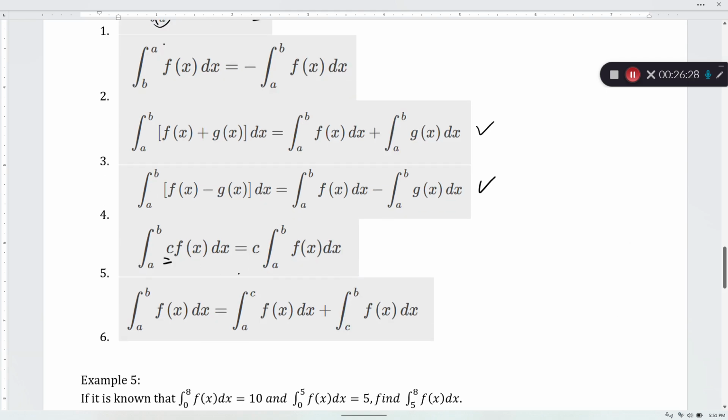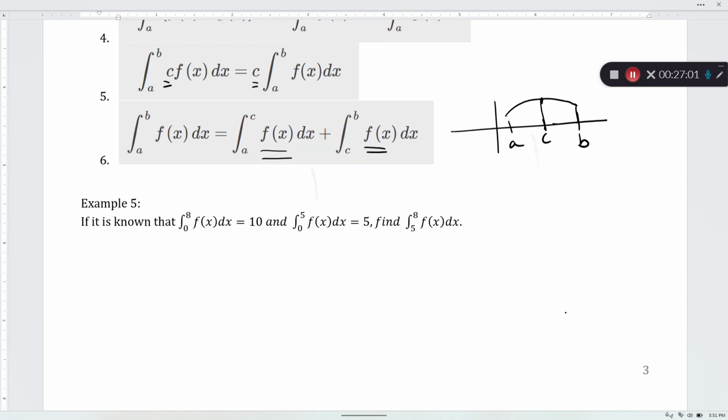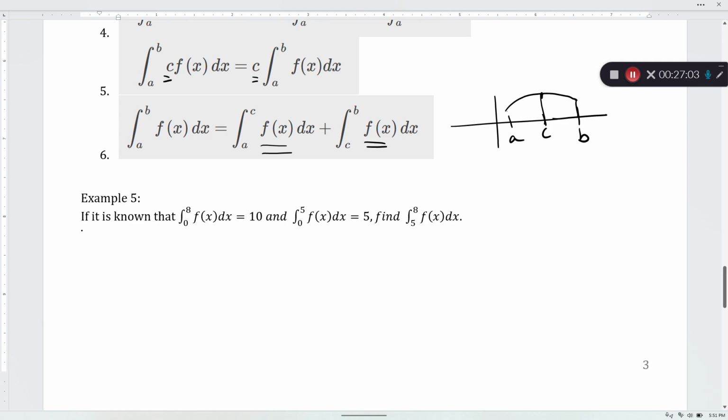If you have a constant, you can pull it out front. And this one, I actually kind of have hinted to it. I can break it up into the same function here, but into multiple pieces. So here's a kind of a picture. If this is A and this is B and C is somewhere here, I could go from A to B and find the area. Or I could go A to C, find the area, and then C to B and find the area. It's going to be equivalent. Okay? So with that in mind, let's go to 5 here.